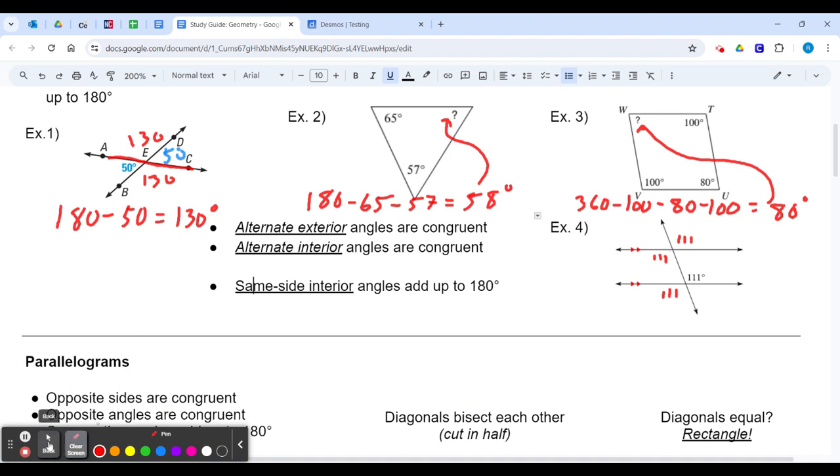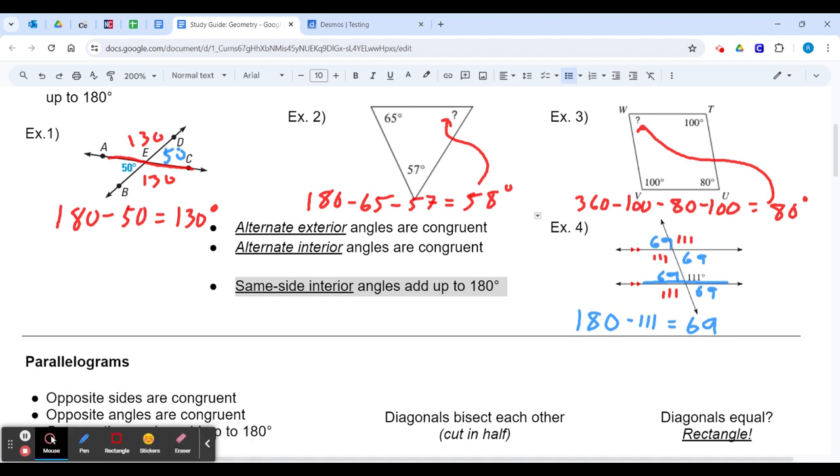Then the same side interiors, so anything that makes a straight line, those are going to add up to 180. So just like before, we have a straight line there, so I can take 180 minus 111, and that's going to give me an angle of 69. And that can go in all of our missing spots because it's adding up to 180 for a straight line. And then all those same principles of vertical, alternate exterior, and alternate interior are in line.